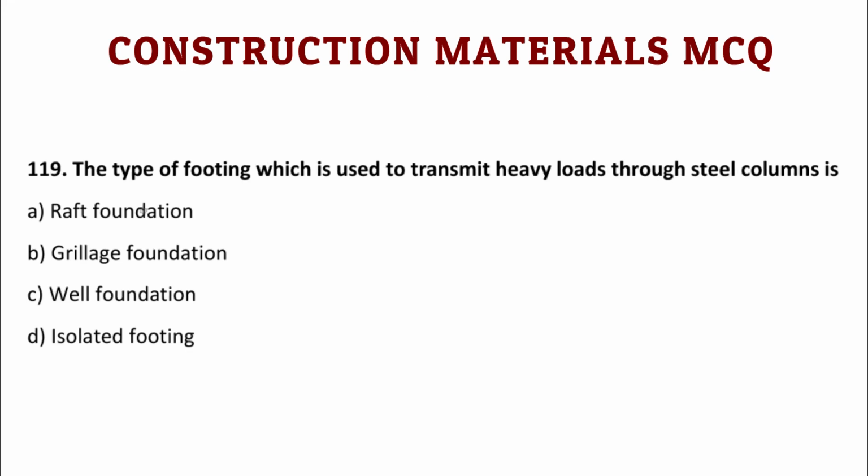So next question, the type of footing which is used to transmit heavy loads through steel columns is option A, raft foundation, option B, grillage foundation, option C, well foundation, option D, isolated foundation. So the correct answer is option B, grillage foundation.